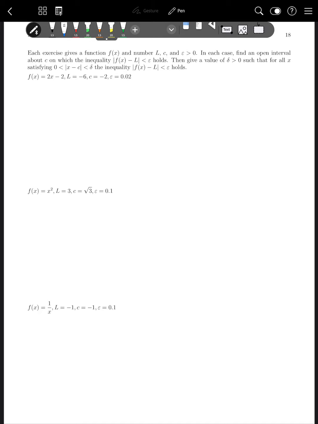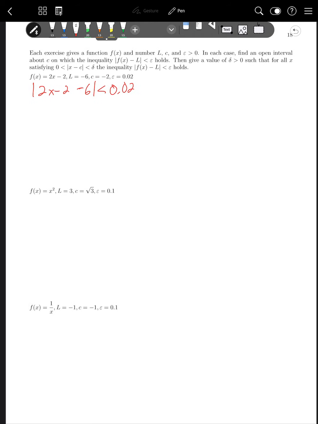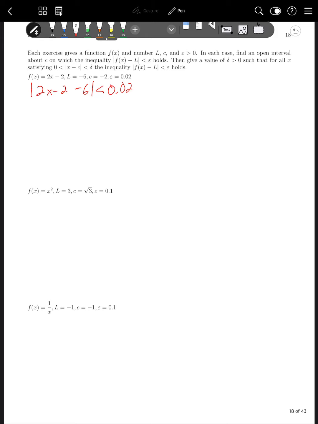Okay, so now that you've all tried them, let's go ahead and run through them together. So they all start out the same way, right? So |f(x) - 2| minus the limit is less than epsilon. Okay, so now we can combine like terms and get rid of the absolute value. So negative 0.02 is less than 2x minus 8, which is less than 0.02. Add 8 to all the pieces and you get 7.98 less than 2x, which is less than 8.02.